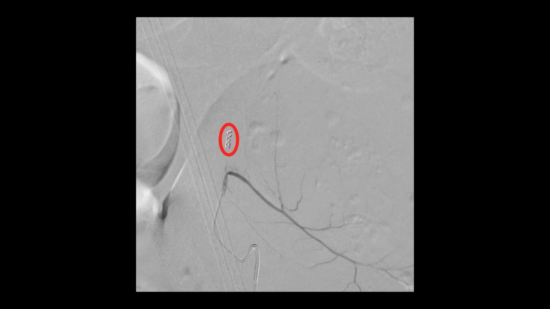So what we've done is we've treated it with a coil within this vessel. Now typically for something like this we would want to use a sandwich method, which means we'd like to get coils out distal to the bleed and then proximal to the bleed, cover both sides of it, but this vessel was too small, so we just treated proximally, and it looks pretty good.